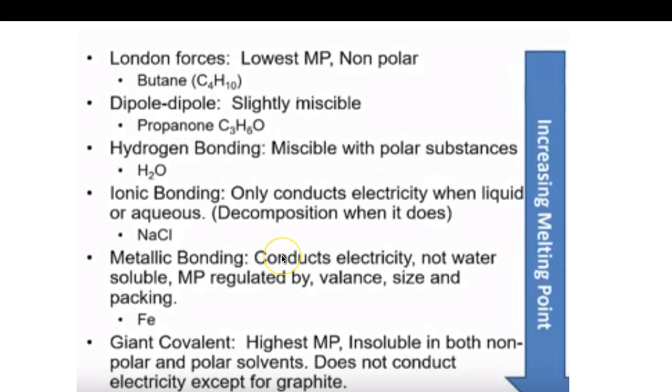Metallic bonds conduct electricity. They are not soluble in water, and the melting point is regulated by the valence electrons, the size, and the amount of packing of these electrons. We'll talk about those more later. And remember, giant covalent, we showed that in the graph, are the highest melting points. They are insoluble in both polar and nonpolar substances, and they don't conduct electricity except for graphite and also graphene.